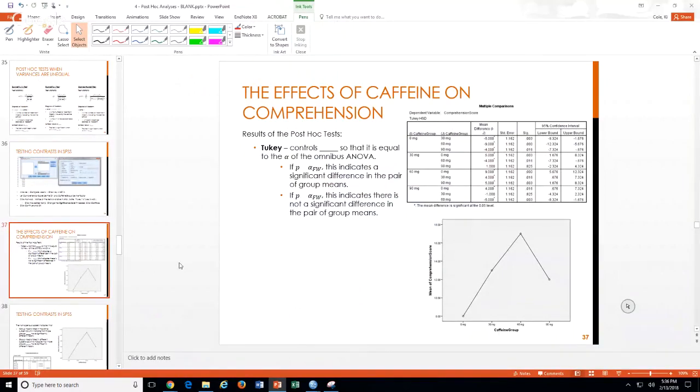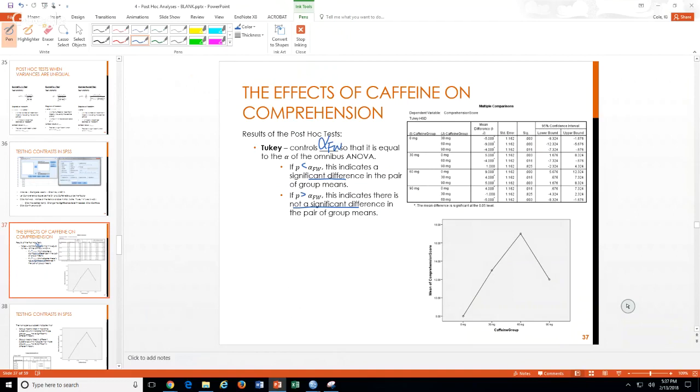So Tukey controls the alpha family-wise so that it is equal to the alpha of the omnibus. So if P is less than the omnibus alpha, then there is a difference. If P is greater than, it is not significantly different. And you actually get both comparisons twice. I don't know why they do that, but they do.